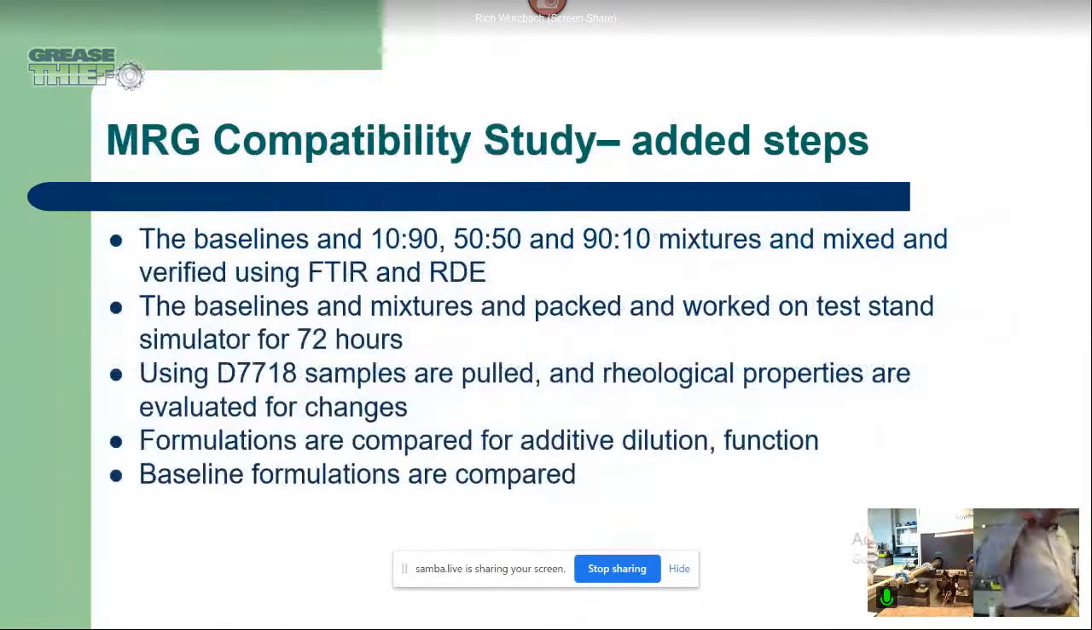So we have this greater degree of working. We do the same kind of baseline ratios that you see in the 6185 outlined there. We verify the suitability of the mixture, that we've actually gotten a good mixture of these 2 greases, by looking at FTIR and RDE, looking at the additives, looking at the thickener and the base oil, to make sure that we've created a very good mixture for this grease prior to packing it into the bearing.